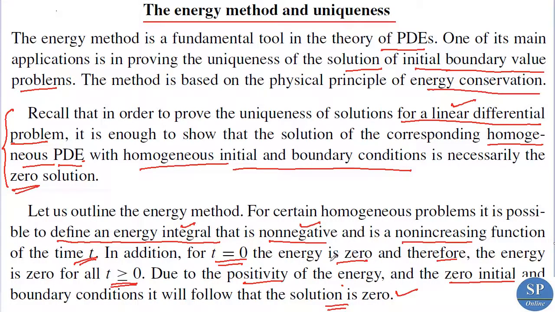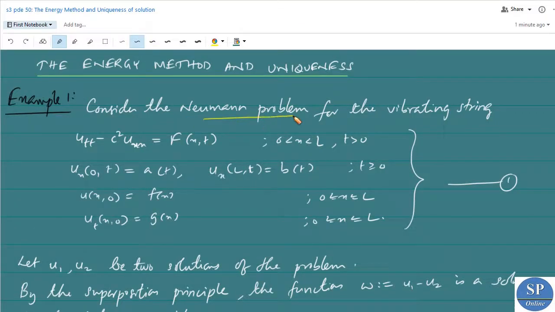Okay, so we can illustrate this method, the energy method, by using the following example. Consider the Neumann problem for the vibrating string: u_tt minus c squared u_xx equal to f(x,t). That is, this is a non-homogeneous problem with boundary conditions. The Neumann boundary conditions are given by u_x(0,t) equal to a(t), u_x(L,t) equal to b(t), where the boundary points are 0 and L.